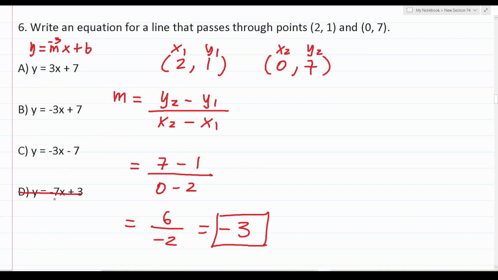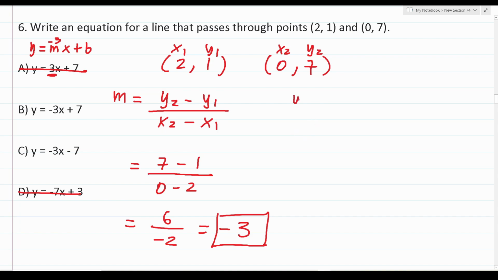So this one's incorrect. Again, m is negative 7. And this one's not correct. M is positive 3, and we know it's going to be negative 3. All right, so we just eliminated A and D as possible answer choices. And now we're going to work out the final thing we need to do to write this equation of the line. And that is we're going to plug in values into the point slope equation.